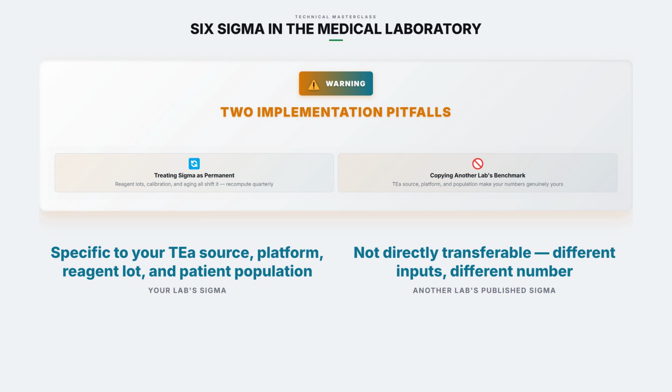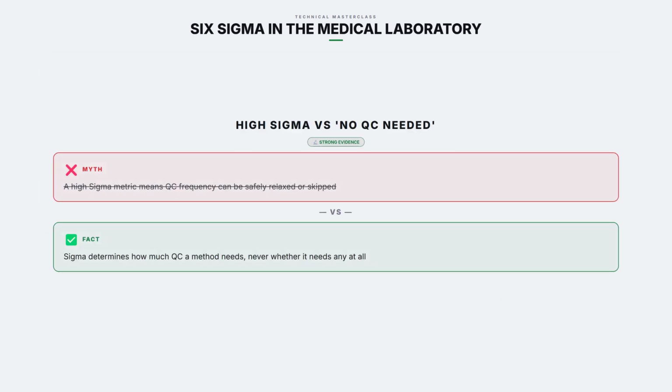One misconception worth retiring. A high Sigma metric does not mean QC can be safely relaxed or skipped. Even a genuine Six Sigma method still requires ongoing verification. Sigma tells you how much QC you need, never whether you need any at all.